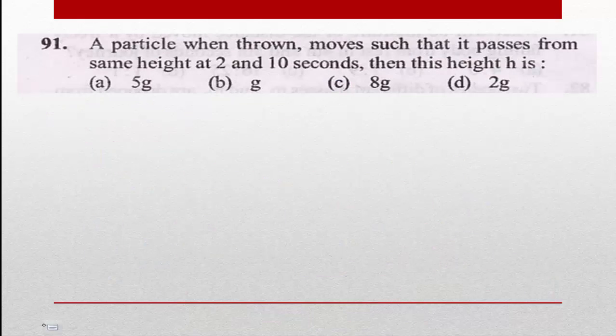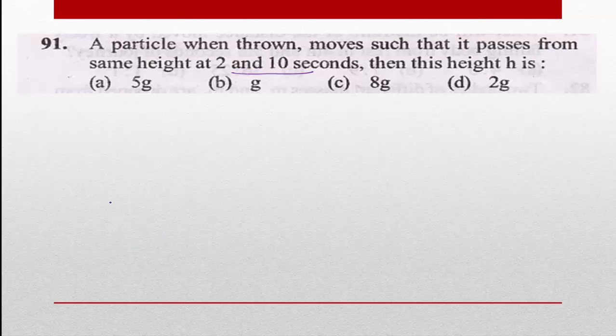And the question number 91. A particle when thrown moves such that it passes from the same height at 2 and 10 seconds. Then its height h is? A particle is thrown upwards. It moves vertically upwards and it passes from the same height at 2 and 10 seconds.